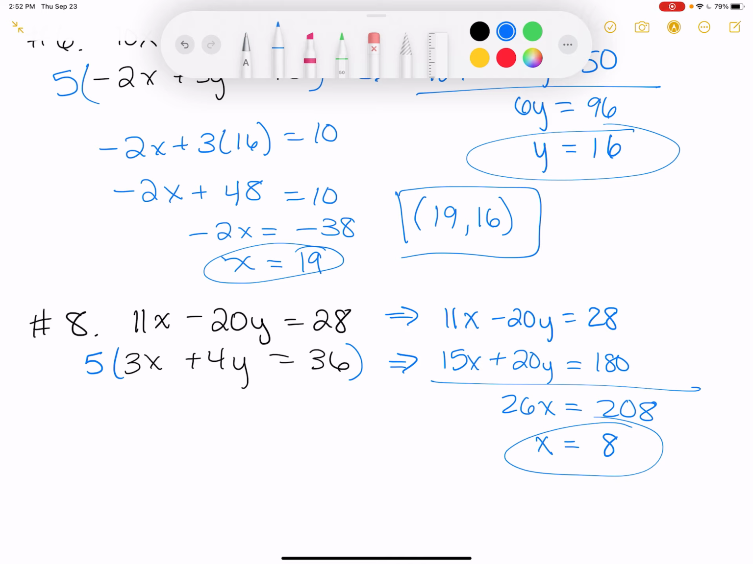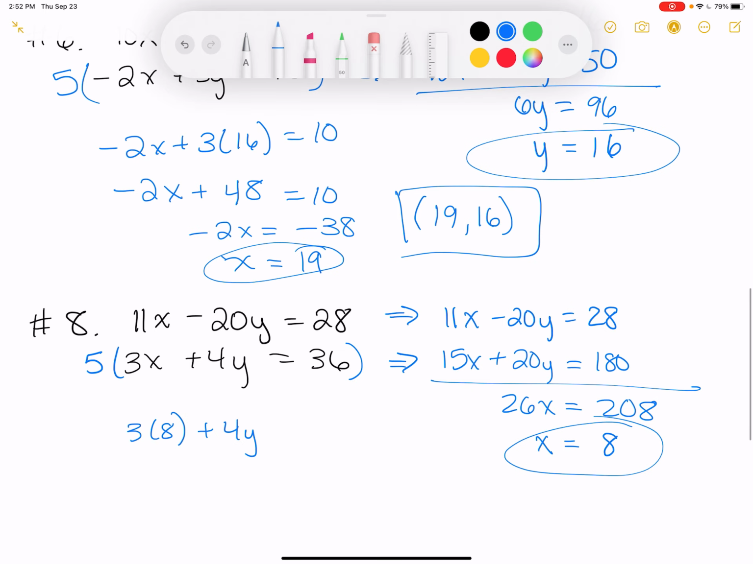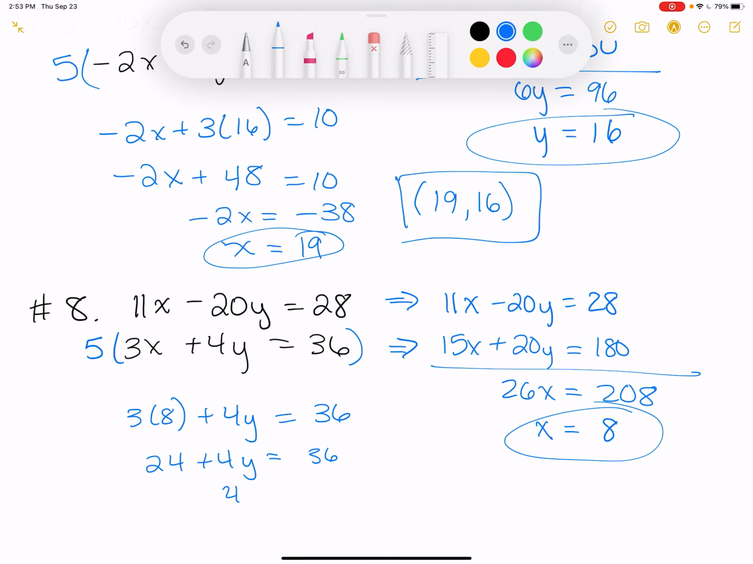All right, top or bottom? Bottom. 3 times 8 plus 4y is equal to 36. The 24 plus 4y equals 36. Subtract 24. 4y is equal to 12. Then divide by 4, so y is equal to 3. So our ordered pair is going to be 8, 3.